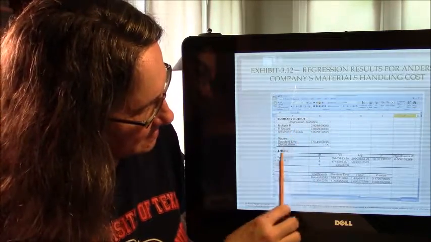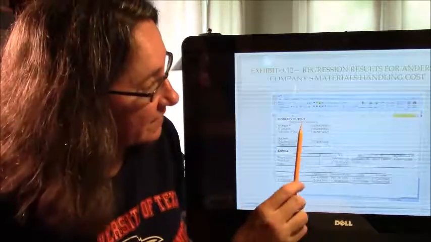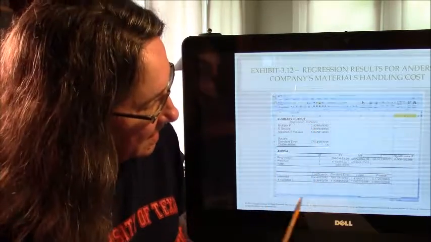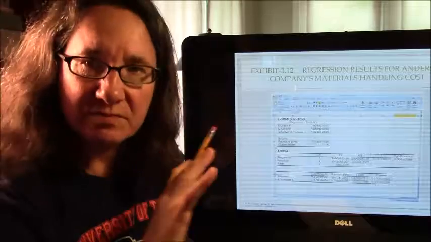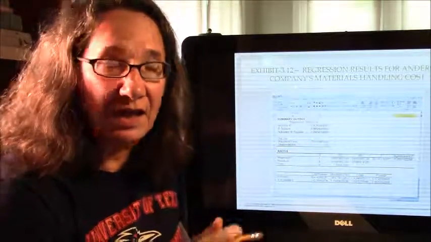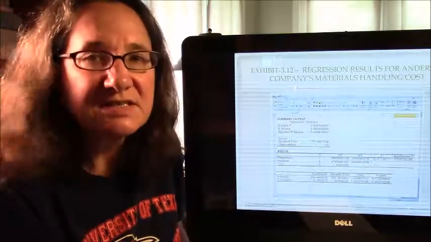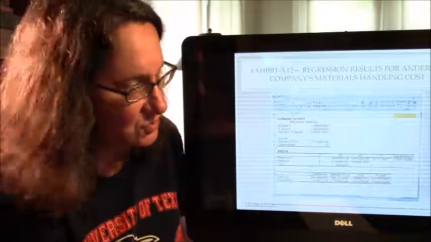And it's giving me some goodness of fit measures, which we'll talk about later, but I'm looking at my R-square, it's pretty high. I'm looking at my t-test, it's looking good. So how do I know this is a very good line? Because the goodness of fit, the fit of the line, is pretty good according to these measures.